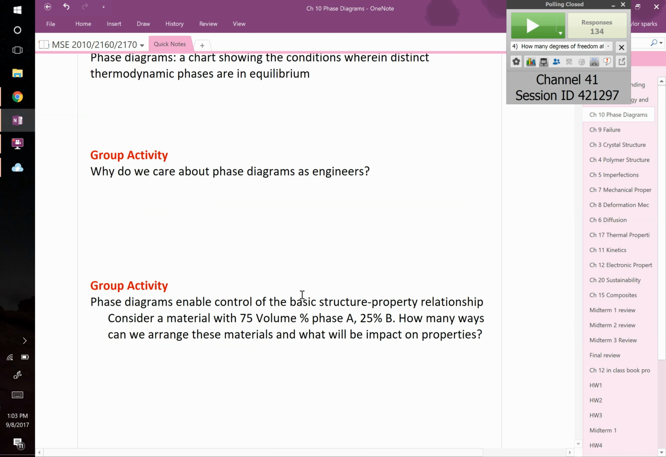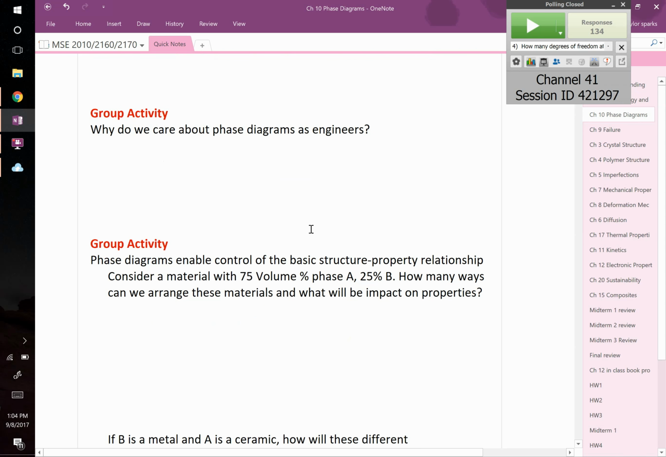Why should you care about phases as engineers? Well, just take the iron wire demo. If you're an engineer who uses iron, why would understanding phases be useful to you? Maybe turn to a neighbor and say something. No one wants to talk. Okay, what do we think?